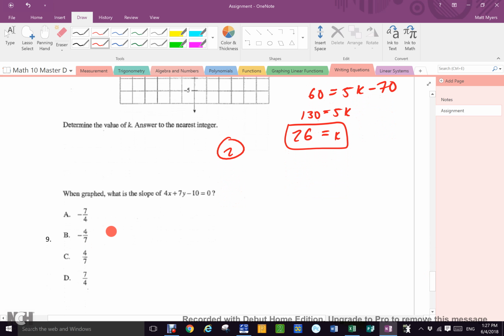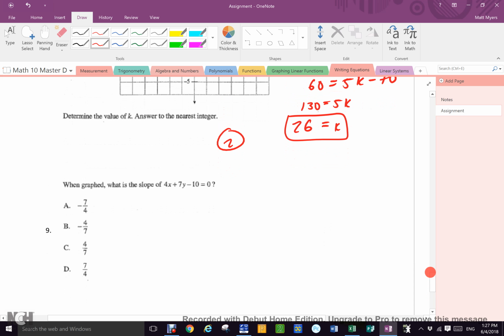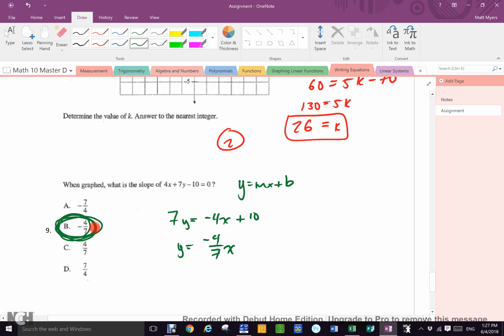And lastly, what is the slope of that? Well, it's in general form. What's the easiest form to find slope from? Slope-intercept form. Slope-intercept form is y equals mx plus b. So I better get y isolated. 7y equals negative 4x plus 10. Y equals negative 4 over 7x. Do I need to keep going? No, because I only cared about slope. What is it? B. As in, boy, do I ever love math class. I wish I could take it for the rest of my life.